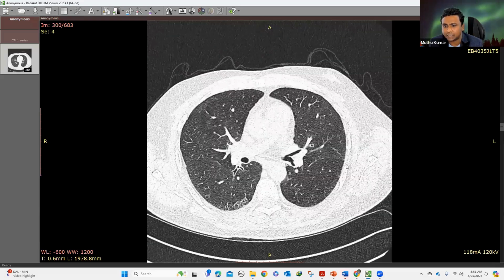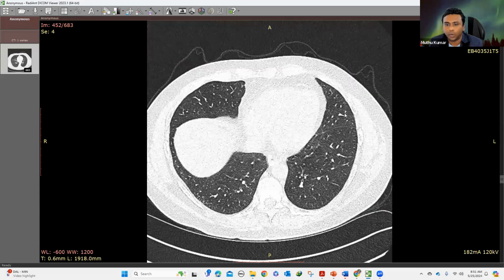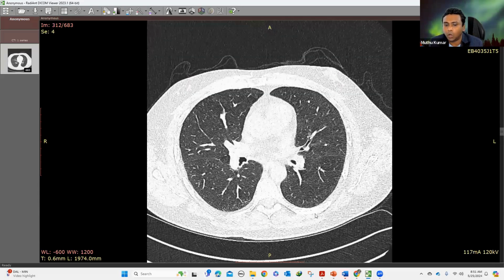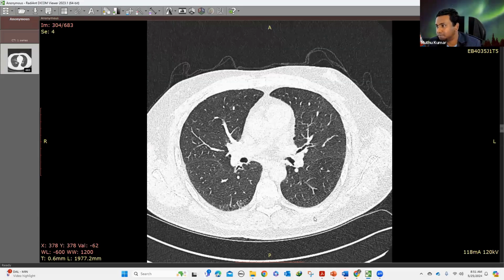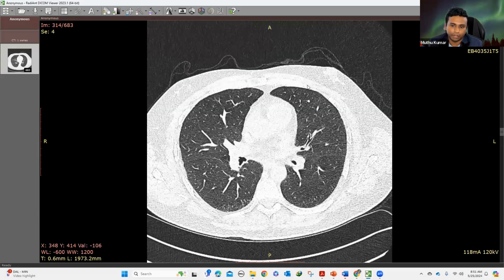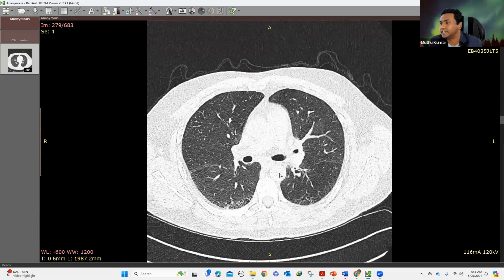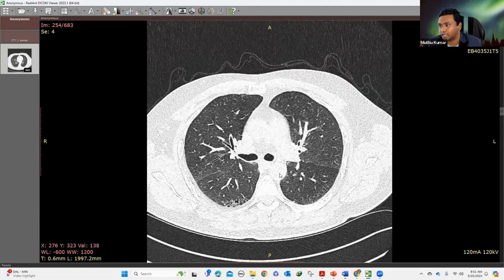It's not as rip-roaring as we see in UIP or NSIP. It will always be mild. In order to call it CPFE, you need to have rip-roaring fibrosis somewhere else. Here it is very mild, so we can call it smoking-related interstitial fibrosis.